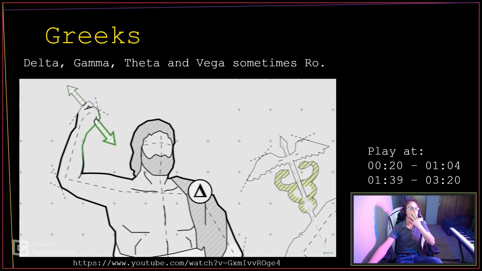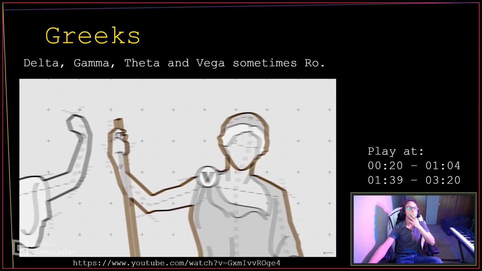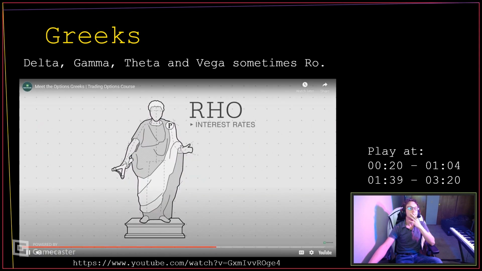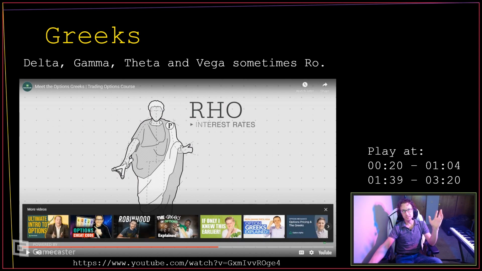Now, let's talk about the little brother of the options Greeks, Rho. Rho identifies how much an option's premium may move if interest rates change. And Rho's not a big deal. I say delta, gamma, theta, and Vega, sometimes Rho. I don't use Rho, most people don't use Rho. It's generally just forgotten when mentioning Greeks.